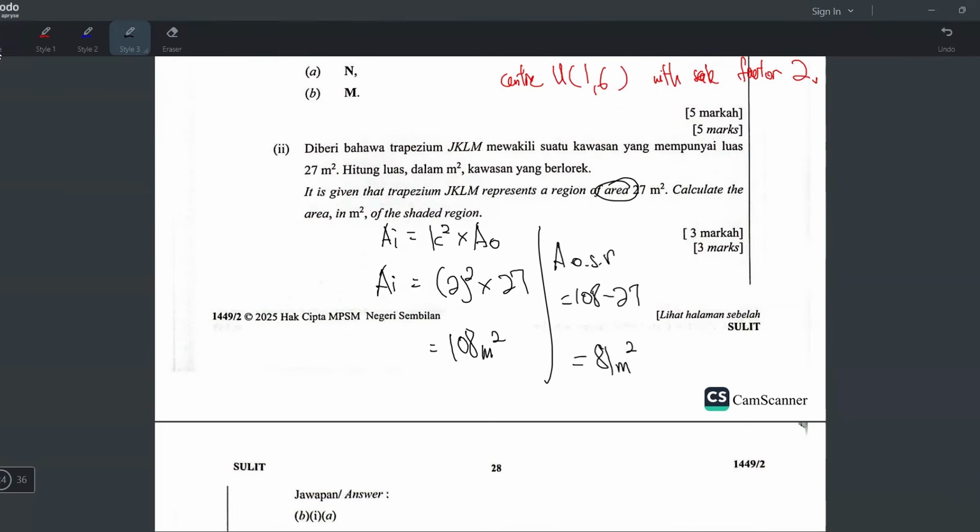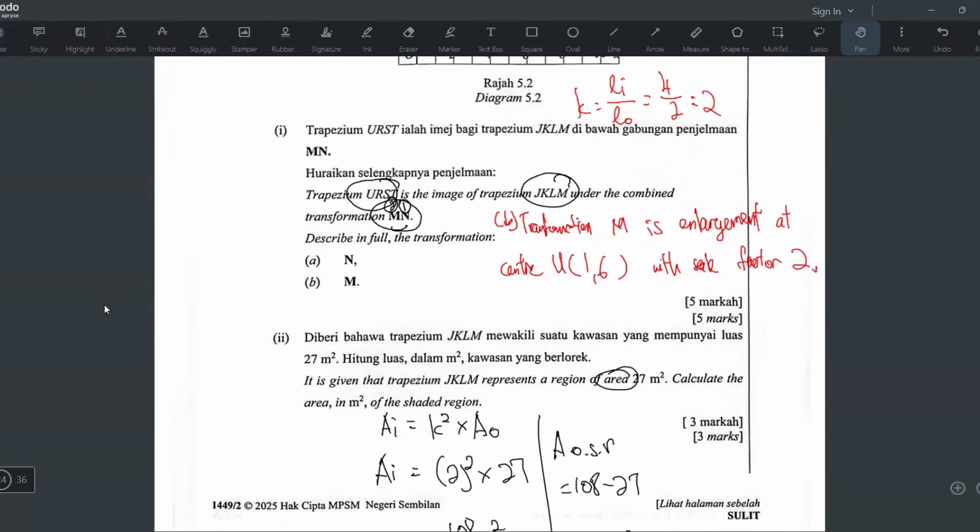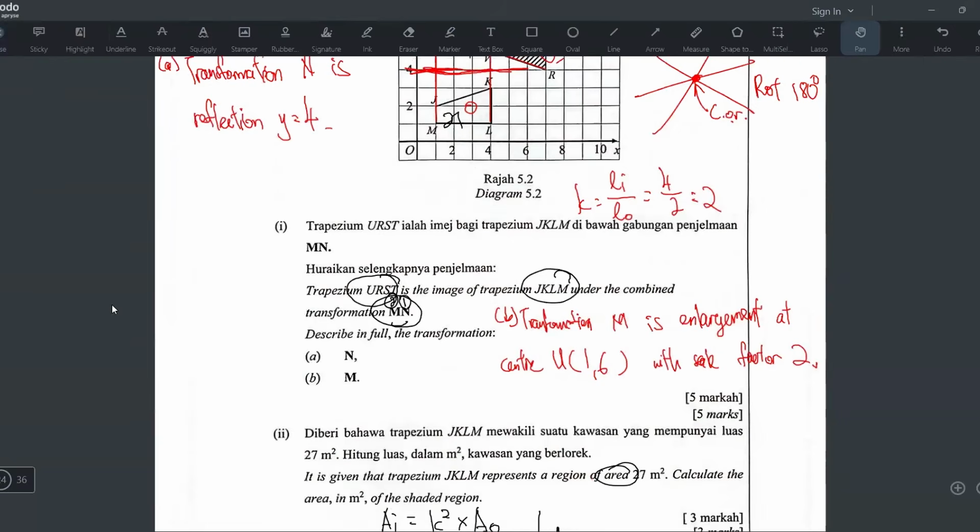Okay, let me check with the scheme and see whether it is the same. Y equals 4, scale factor 2. Okay, yep, correct already. That's all.